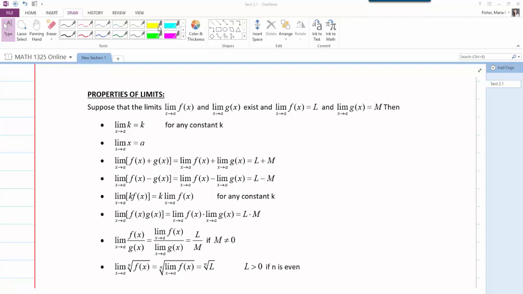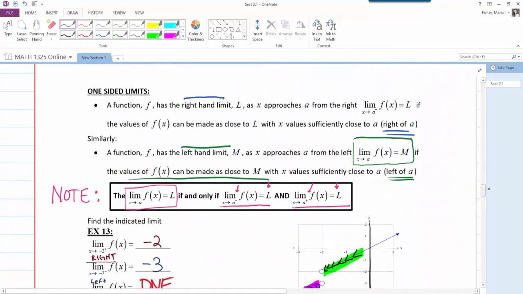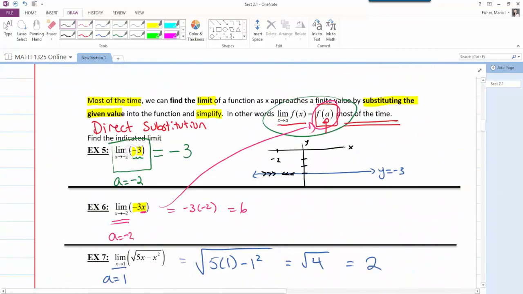So let's suppose a few things. Let's say that the limit as x approaches a of f of x exists and that it's equal to L, and the limit as x approaches a of g of x exists and that it's equal to M. Then all the following are true. The limit as x approaches a of k is equal to k for any constant k. So the limit of a constant is equal to the constant. Kind of like we saw in example number 5.